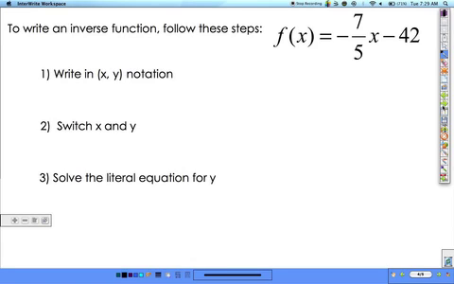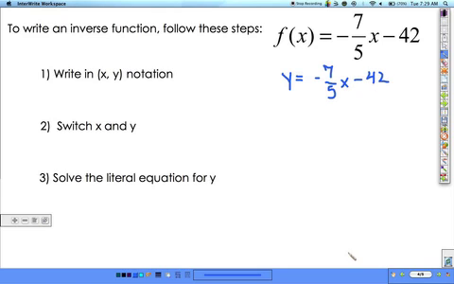Okay, so to write an inverse function, it's not that hard. You just want to follow a set of steps. The first step is to take this out of function notation and write it in xy notation. It's not totally necessary, but it would be much easier. So instead of writing f of x, I'll write y equals negative 7/5 of x minus 42.